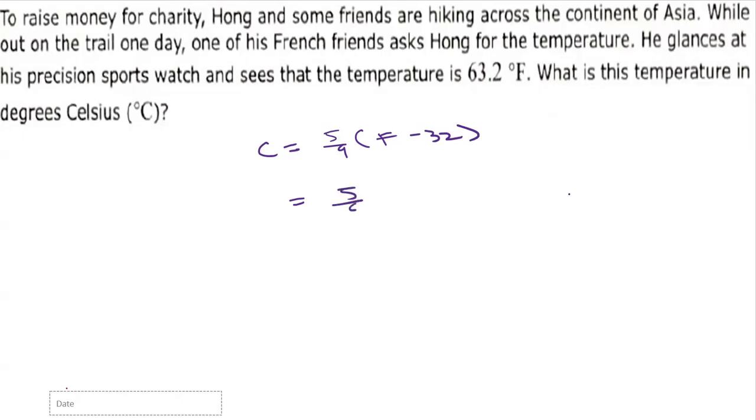So this one is, I believe, pretty straightforward. F is 63.2 degrees Fahrenheit. So I'm going to replace the F there with 63.2, and then subtract 32. When we put this in the calculator, that's just going to give us 17.33 degrees Celsius.